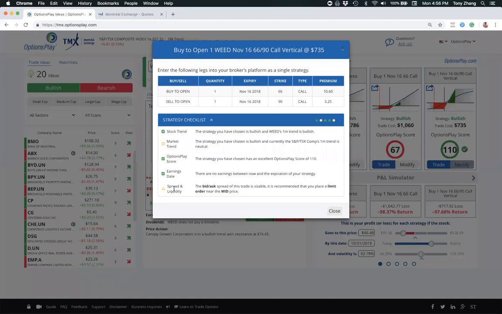And lastly, spread and liquidity. How liquid is the option that you're trading? Also something very important to understand before you get into a trade and not after, when you're trying to get out of that trade. So these are all the things that we tell users to look out for, especially if you're a beginner, making sure you understand your risks, okay?